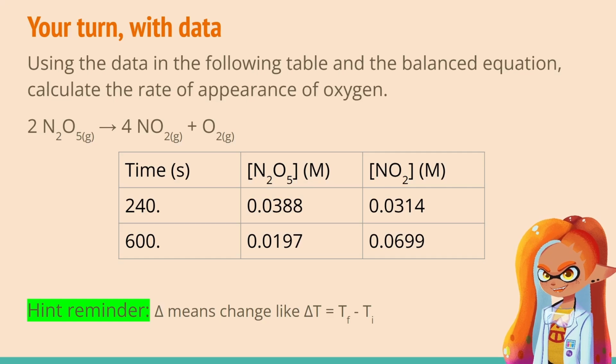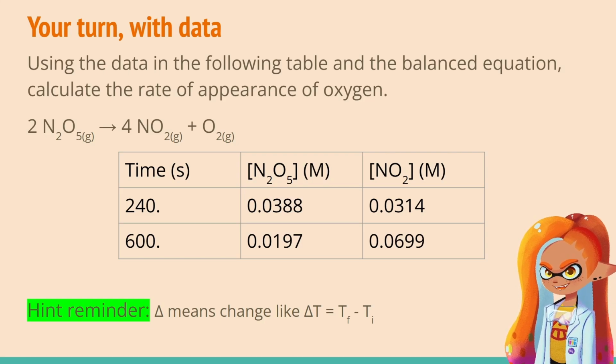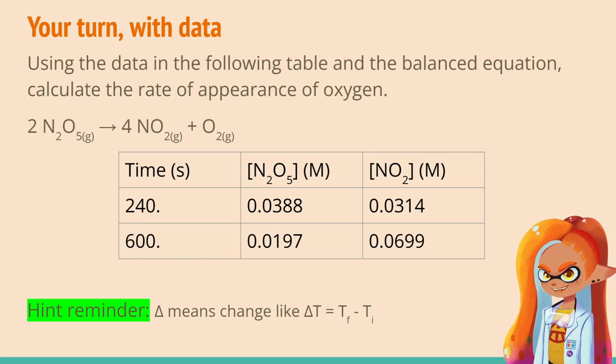Here is a very common problem that's on a FRQ. It can be an MCQ if the numbers are very easy and you don't necessarily need a calculator. But in this case, you actually do need to use a calculator for this one. So you have a data table and a balanced equation, and you need to calculate the rate of appearance for oxygen. So go ahead and try this out.